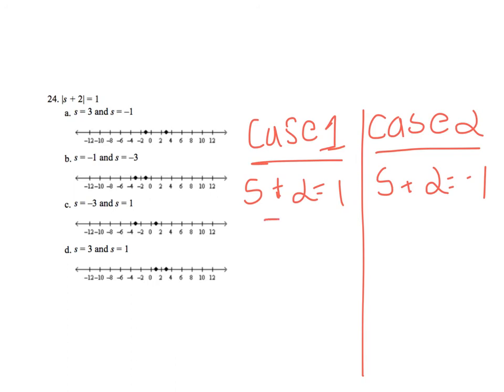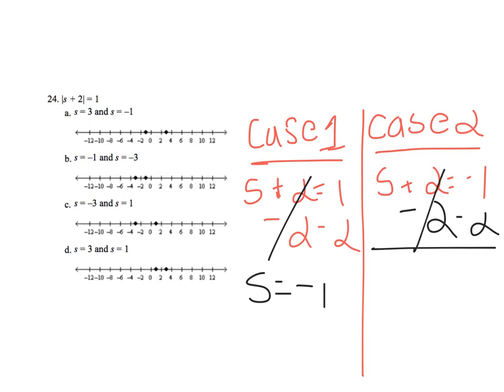So we will minus 2, minus 2. These will cancel, and we will get s equals negative 1. We'll do the same thing over here. We'll minus 2, minus 2. These cancel, and we'll get s equals negative 3.